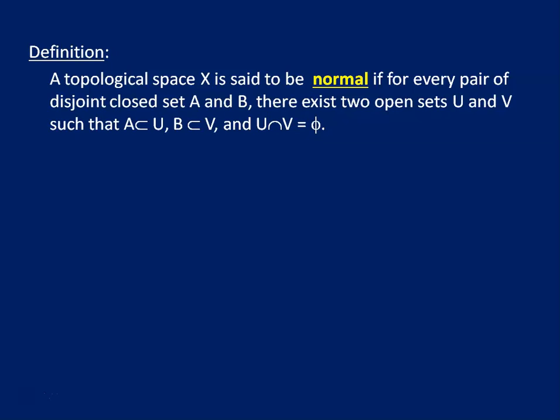Now, what is a normal topological space? A topological space X is said to be normal if for every pair of disjoint closed sets A and B, there exist two open sets U and V, where U contains A, V contains B, and U and V are disjoint. That means a topological space X is said to be normal if for every pair of disjoint closed sets A and B, there exist two disjoint open sets U and V which separate those two closed sets.